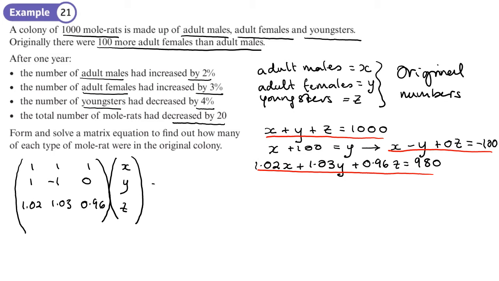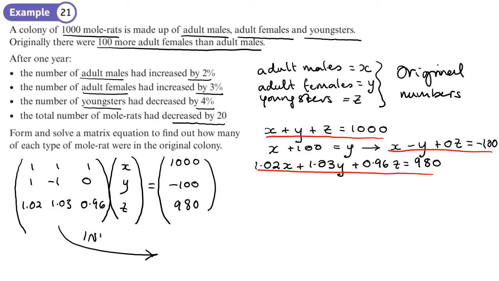So there's the left hand side of the equation, and the right hand side of the equation is going to have these numbers: 1,000, negative 100, negative 100, and 980. So the first thing we're going to do is find the inverse of this matrix using our calculator. And let me call this matrix here A. So I'm actually going to be working out A inverse here. Well, I'm not going to be working it out, the calculator's going to be working it out.